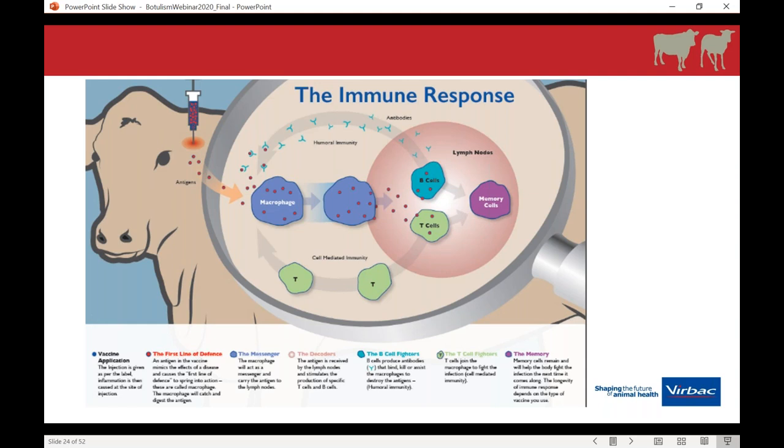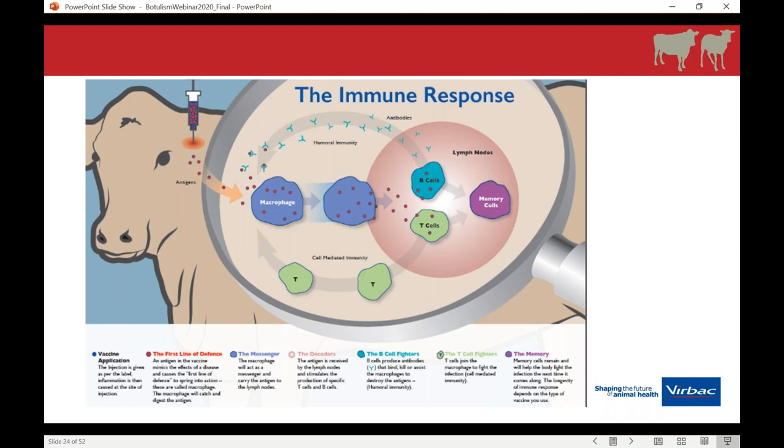Now, lymph nodes. If you've ever had the flu and you feel those lumps in your neck, well, that was lymph nodes. So lymph nodes make the antibodies. You can see in this picture that the red little dots are stimulating things in the lymph nodes to make those antibodies. Those antibodies can neutralize botulism toxin that is in the body then and also in the future.